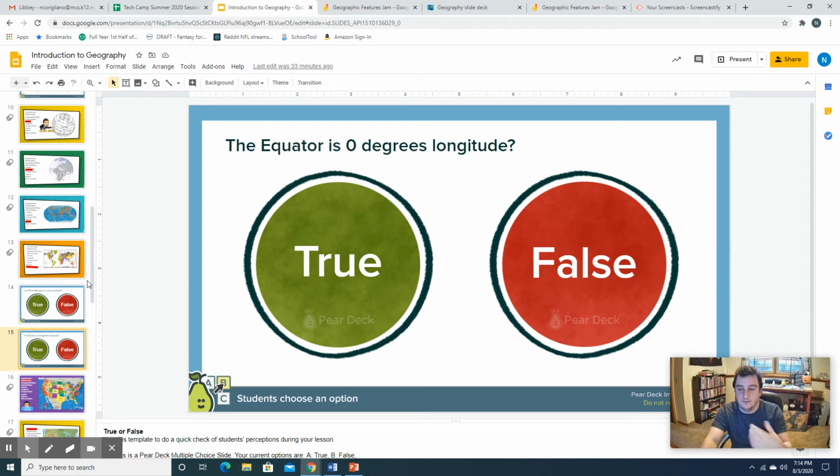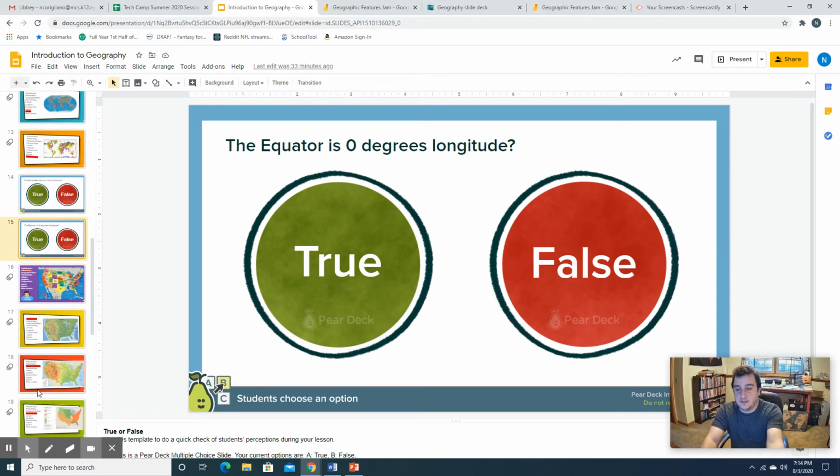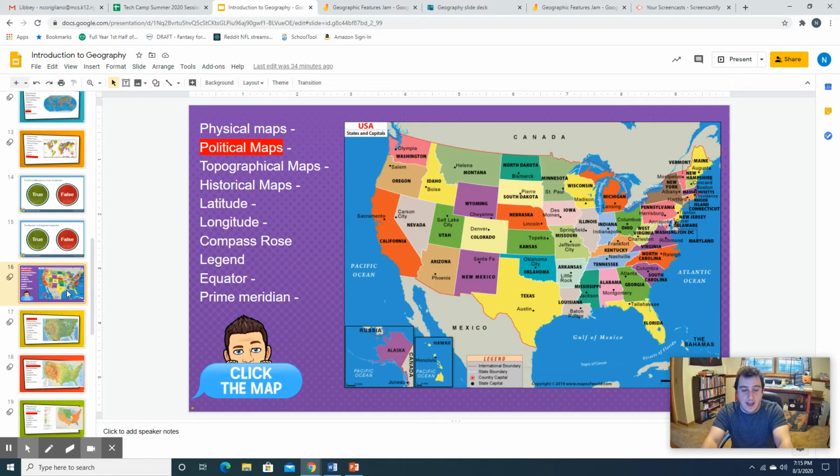Then I have a couple of true-false questions that review and assess how well they've learned latitude and longitude and the equator and the prime meridian. And then after we do that simulation hands-on activity, what we usually go into is talking about different types of maps.